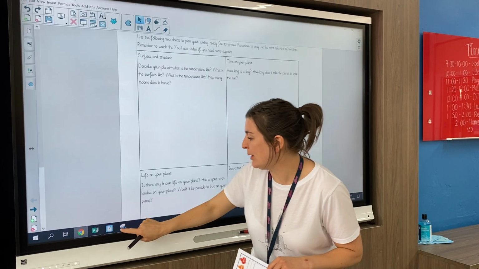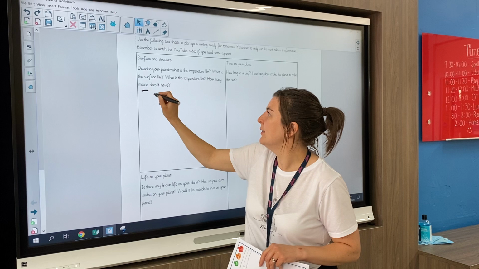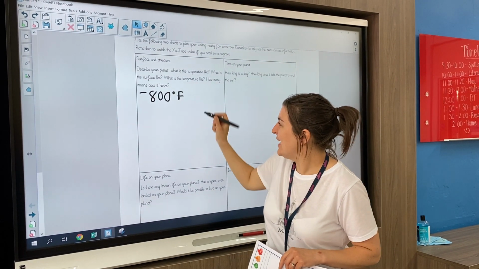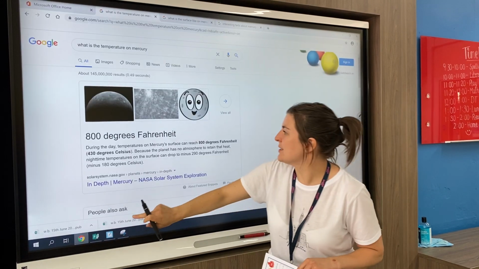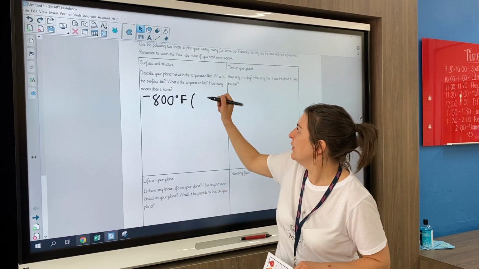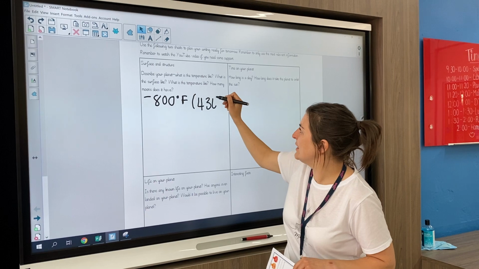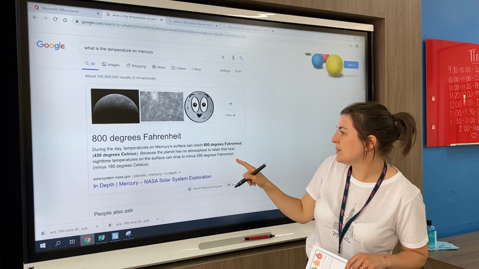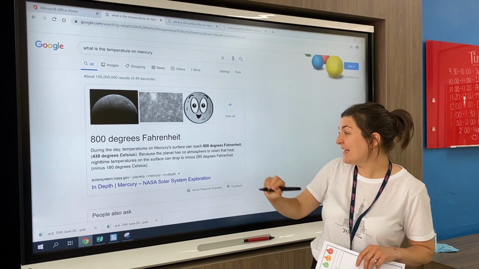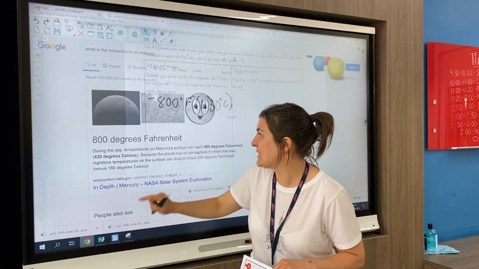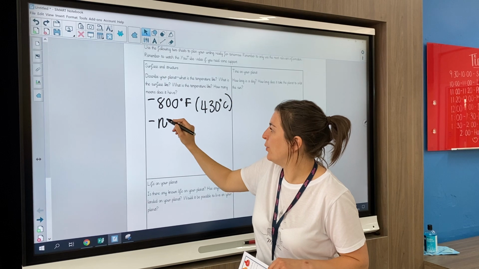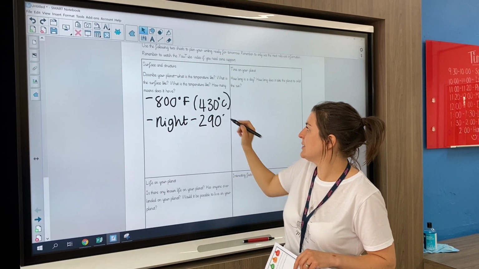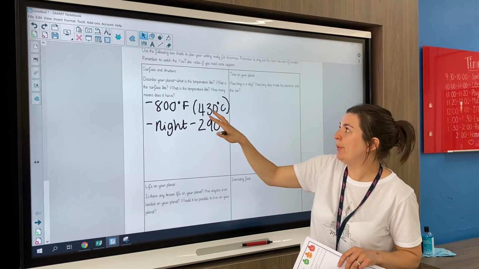So I can write it in bullet points because this is just my plan. So 800 degrees Fahrenheit. It tells me what that is in Celsius as well. So I think I'll put that on too. So that's 430 degrees Celsius. So I can put a couple of notes. That it can drop to minus 290 degrees at night. So I might put night, 290 degrees. Okay, so that's all about the temperature.